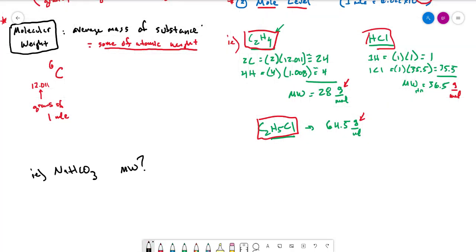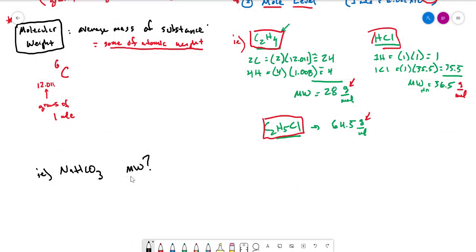Okay, so take a couple minutes here and pause the video and try to figure out what the molecular weight is of NaHCO3. We call this sodium bicarbonate. This is also known as baking soda. So pause the video and think that through for a second.